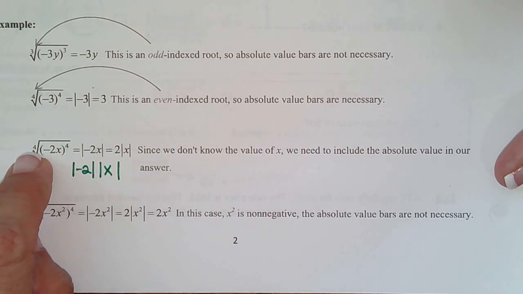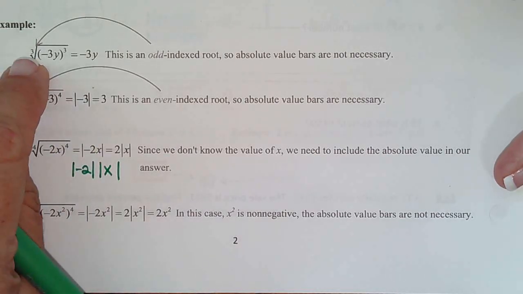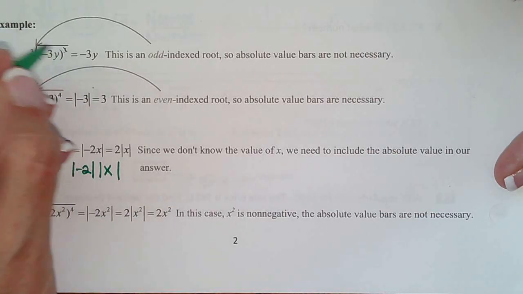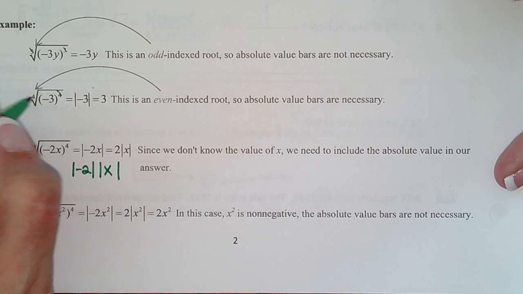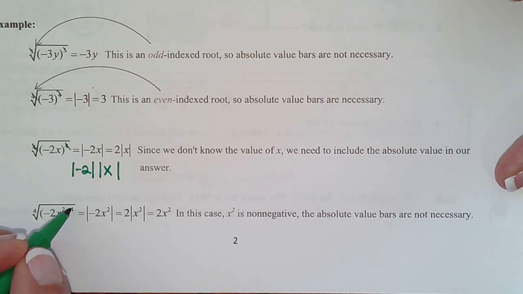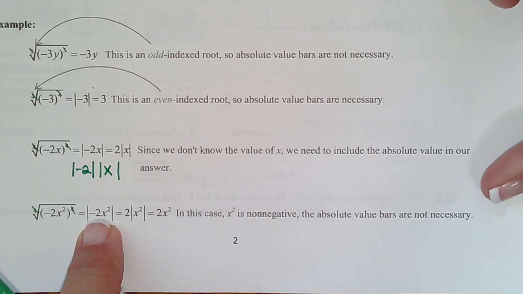Why did it need absolute value? Because my index is even. Index is even, absolute value. Index is odd, no absolute value. And these just undo each other, cube and cube root, 4 and 4th root, because they're opposites. So that's why those are going away. So same thing here. Even index, it must go in absolute value.